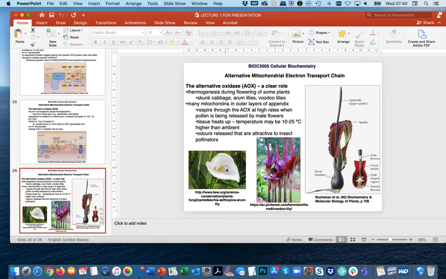So the alternative oxidase activity in the mitochondria of the male flowers of these plants allows the flowers to be pollinated. That means that seeds will set, and then that means, of course, that these plants can reproduce. So a very clear role of the alternative oxidase. And we'll stop there.